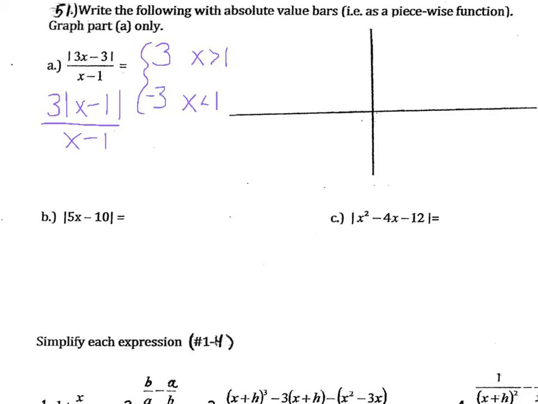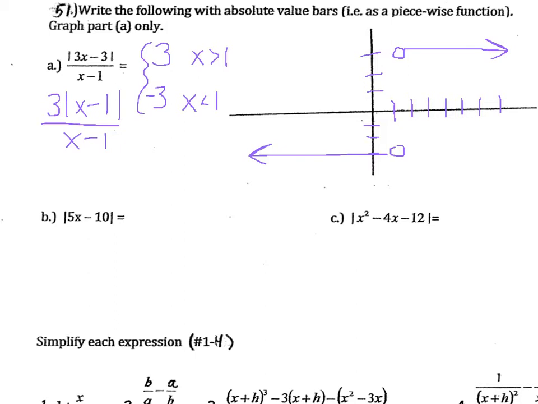To graph this, we want to go to the number 1 and go up to 3 and put an open circle, and go down to negative 3 and put an open circle. For all of the numbers bigger than 1, we're going to keep getting the value of 3, so we have a straight horizontal line. For all the numbers smaller than 1, we're going to keep getting negative 3, so we have a straight horizontal line.